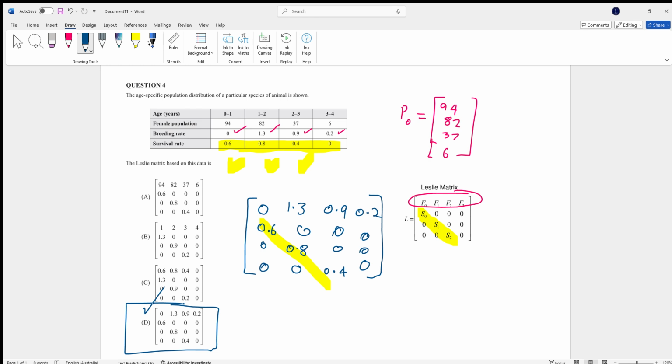However, if you were constructing this, you would have to know this and construct it like that if it was a short response question. If you're having issues with this one here, you need to look at Leslie matrices a bit more.